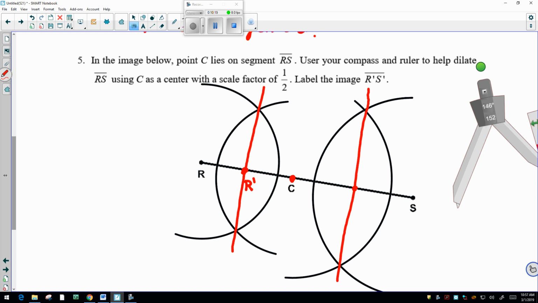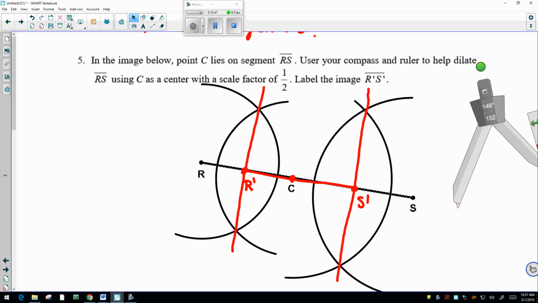And again, what have we found? We found now that is point S prime. So if I now connect R prime to S prime, what I notice is that that segment RS has been dilated, has been shrunk, and the scale factor is 1/2, meaning it is half as big. And we said if our scale factor was in between 0 and 1, it should get smaller, and our picture did in fact get smaller.